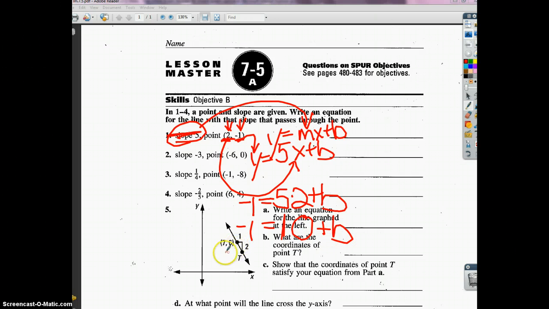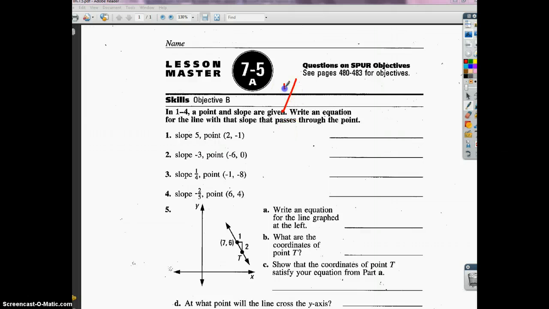So we need to take negative 1 minus 10, right? So we've got negative 11 equals b. So b equals negative 11. We did all that work just to find b. B equals negative 11. So again, we've got y equals mx plus b, right? So we've got y equals m, we knew was 5, x plus we found b was negative 11.